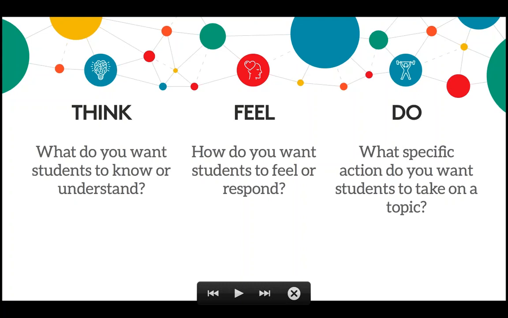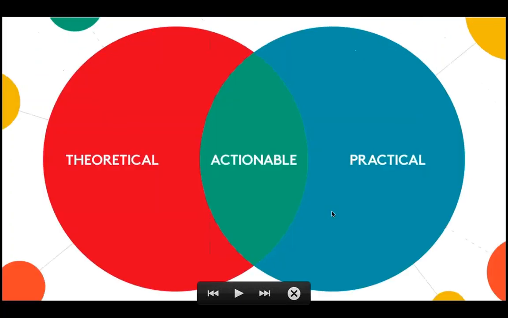With that in mind, I want to cover another topic here, where we get into three different spheres. We have this nifty Venn diagram, and it shows three different types of objectives. First we have the theoretical objectives.